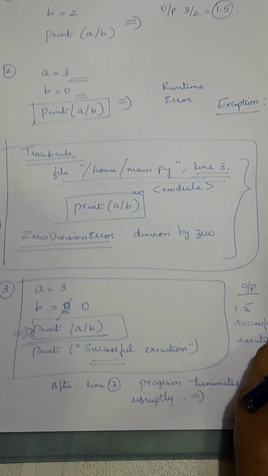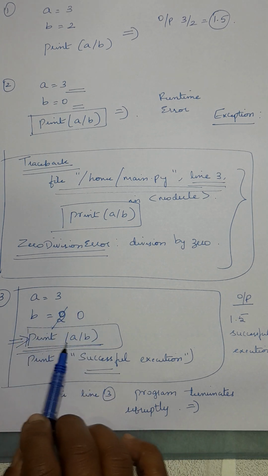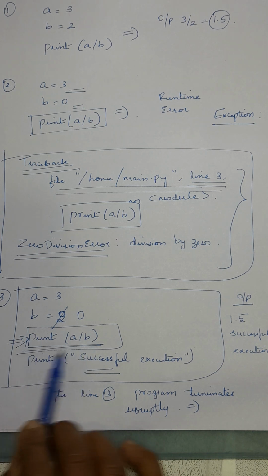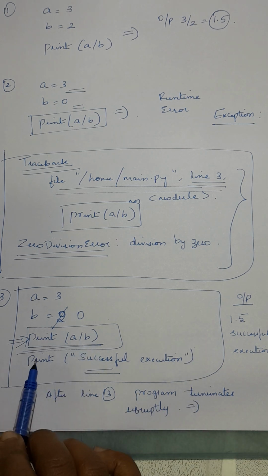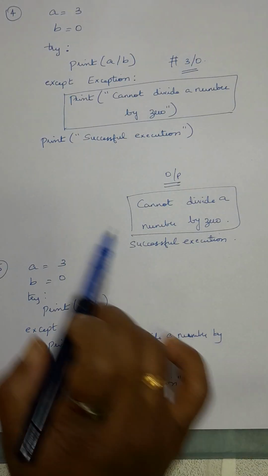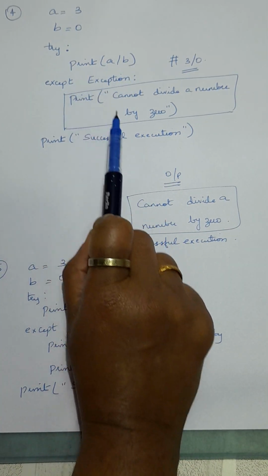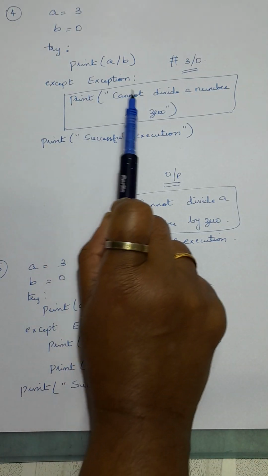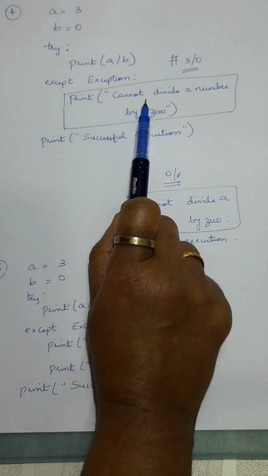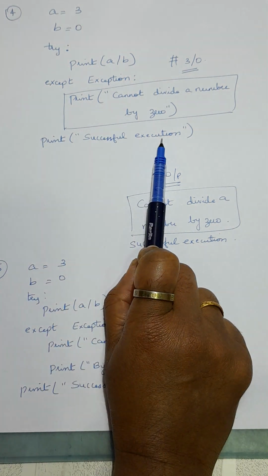So previously, in this example, before the try and except block, a is equal to 3, b is equal to 0, print a divided by b. When the denominator was 0, it would not print anything after the third line, since there was an error, right? But when we used the try and except block, it found there is an error, displayed what the error is, and did not abruptly stop the execution of the program. It displays cannot divide by 0, then prints successful execution.